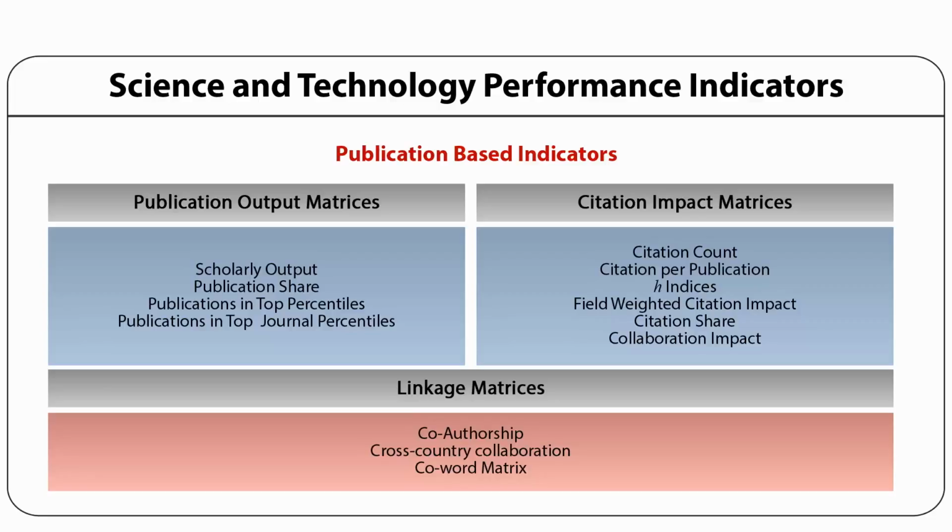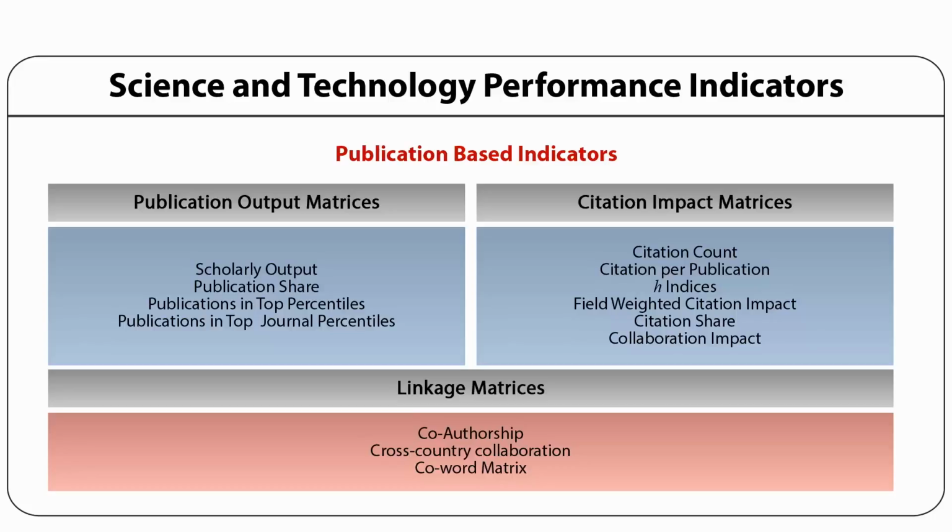Other indicators that we use are citation share of your group's publication or your national publication in a particular discipline or overall. And we also look at another indicator like collaboration impact, that is, for papers which are done jointly, what is the impact of these papers in terms of citation, compared to the other papers of you or your group or the nation at large in a technological area, science technology area, or overall, with respect to the papers which are non-collaborative. Linkage matrices include co-authorship, cross-country collaboration, and covert matrices.